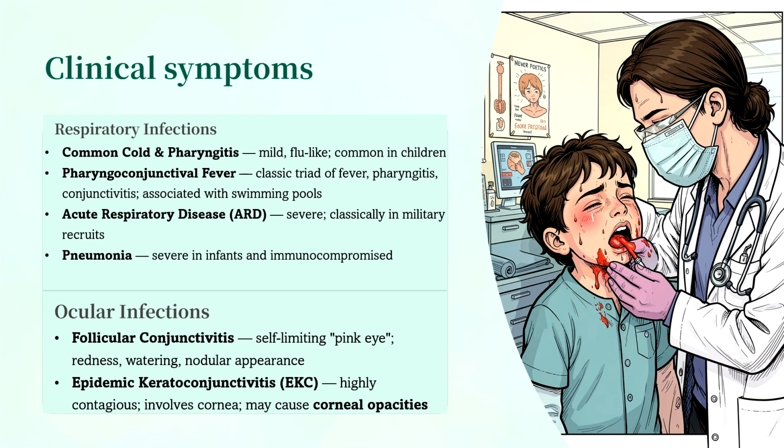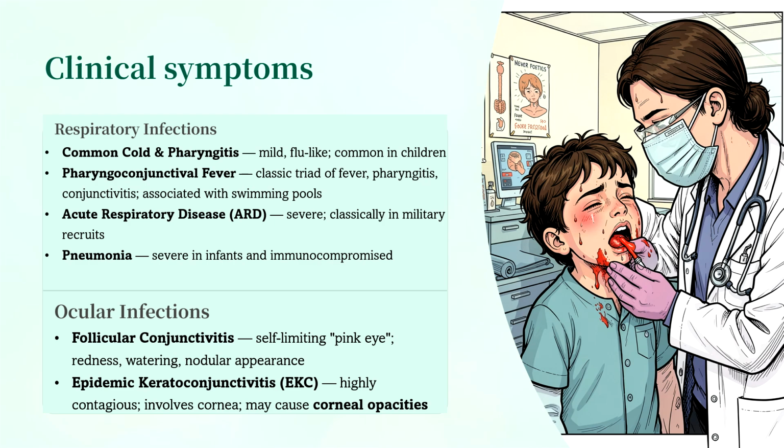More than 100 serotypes of adenoviruses have been identified, and different serotypes show tissue tropism, which means they preferentially infect different organs such as the respiratory tract, eyes, gastrointestinal tract, or urinary tract. Children are the most commonly affected population because they have limited pre-existing immunity. Immunocompromised individuals, including transplant recipients and patients receiving chemotherapy, may develop severe or disseminated diseases.